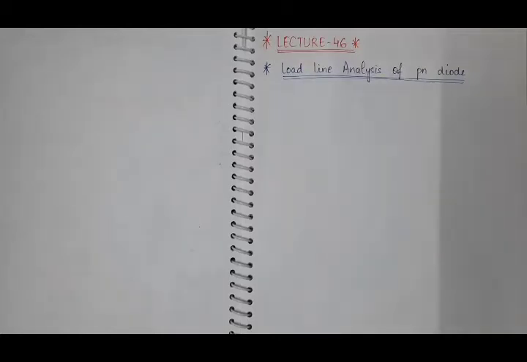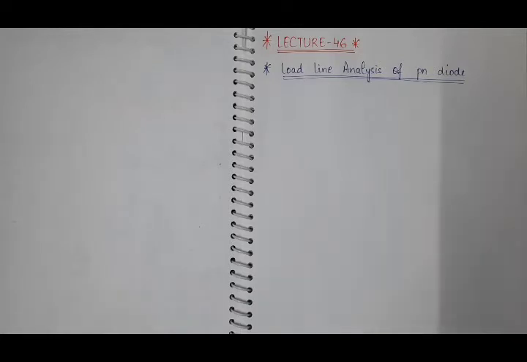Good morning, students. In this 46th lecture of electronics, we will discuss our next topic of the chapter, that is load line analysis of PN diode. So what is load line analysis of PN diode? We know that VI characteristics of PN diode are nonlinear, or you can say that diode is a nonlinear device. Why? Because VI characteristics of PN diode don't obey Ohm's law, meaning VI characteristics of diode are non-linear. So that's why we use load line in the graphical analysis of non-linear circuits.